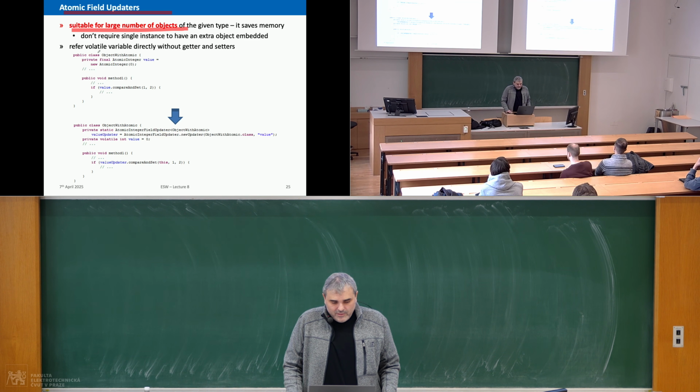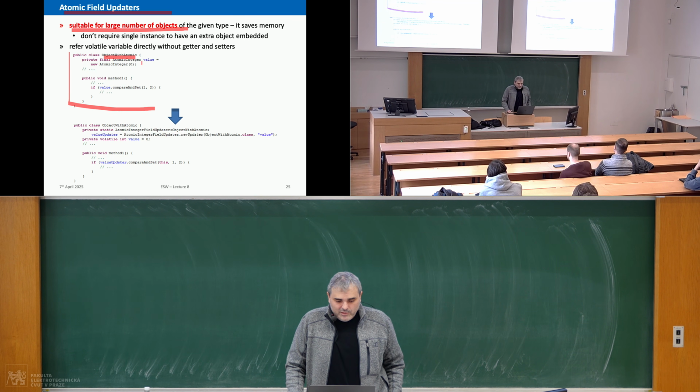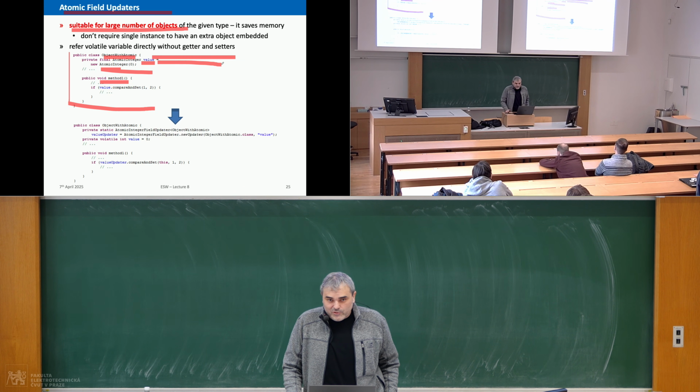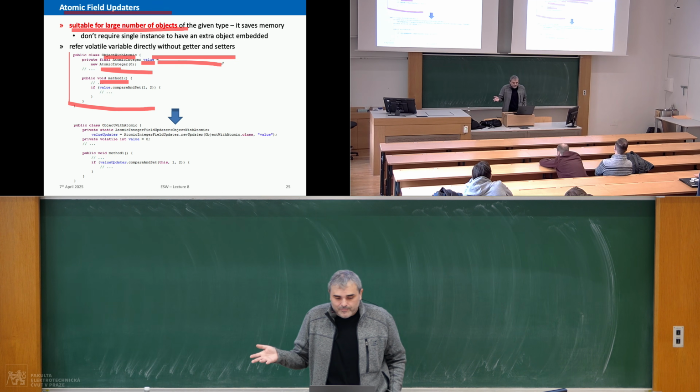Then the original code is called here object with atomic, which internally uses a value, which is an atomic integer. And if we have some method that works with the value, we can call increment, compare and set, and whatever we need atomically on that value. So if we have a million instances of object with atomic, we have also a million instances of atomic integer, double overhead.